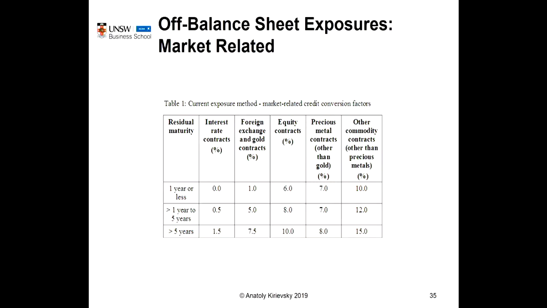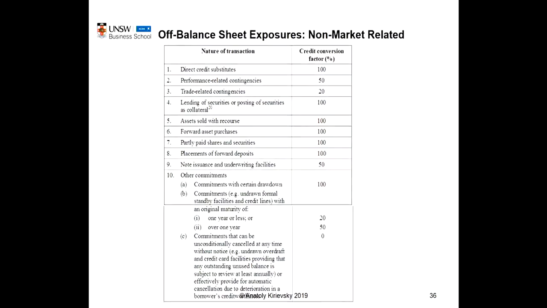So that we've got our conversion factors, and these are the conversion factors for non-market related items. Now, as I said, these are off-balance sheet items. And as we covered last week, why do we have off-balance sheet items? We have off-balance sheet items because they are uncertain. We don't have sufficient certainty that there will be an actual exposure, an actual payment required. So, direct credit substitutes. Does anyone know what's a direct credit substitute?